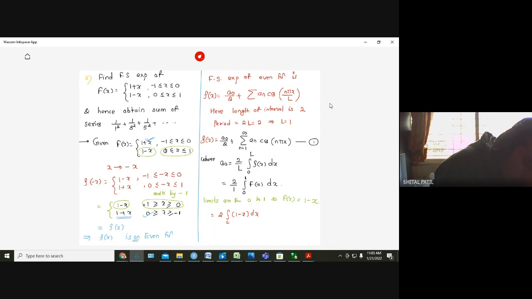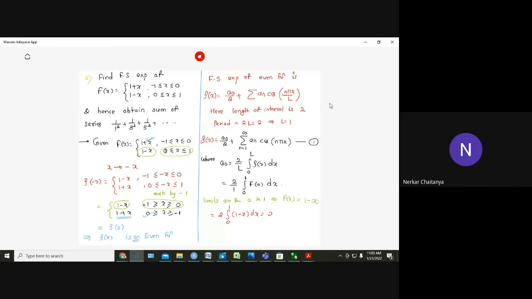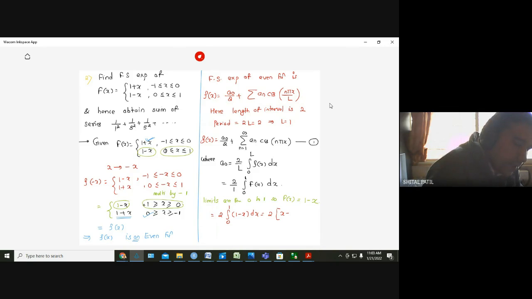Now integrate. Now it's not a difficult part. Sir, if we had taken 1 plus x, then we would change the limit to -1 to 0, right? Yes, that is okay. No problem.